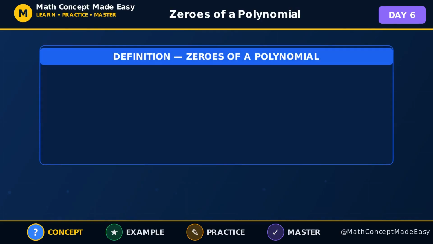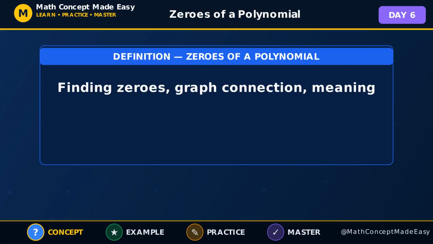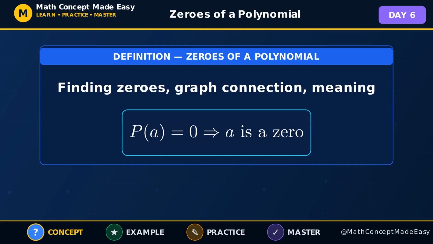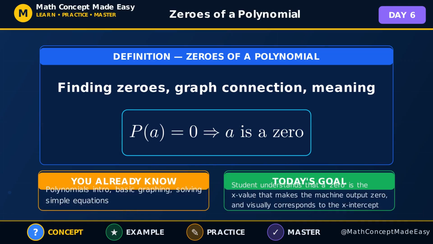Now we are ready to say this precisely, the way mathematicians do. Here is our focus for today: finding zeros, graph connection, meaning. In symbols, we write it as: if p of a equals 0, then a is a zero of the polynomial. Every word of that definition matters, so read it slowly. You already know polynomials intro, basic graphing, solving simple equations. This definition simply builds on those familiar ideas.